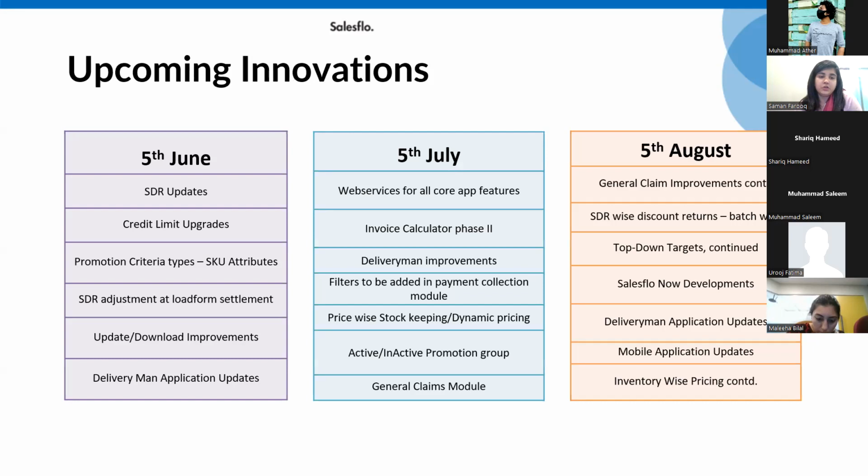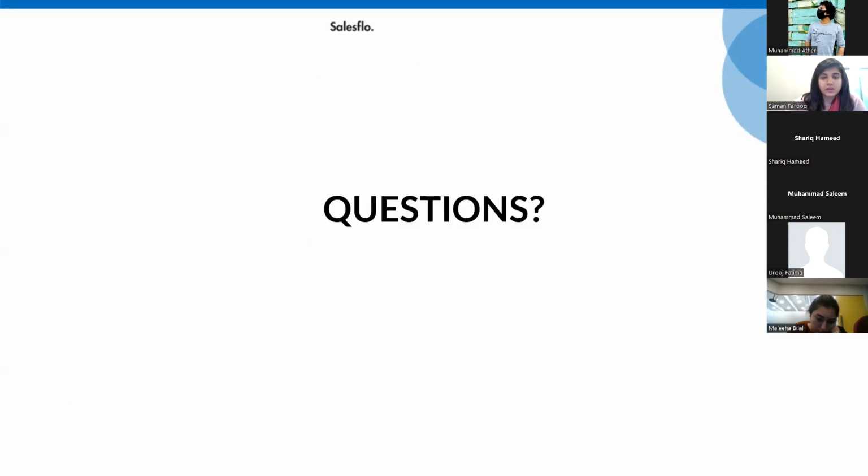So this is the 5th June plan that we're currently following, and this is how our 5th July and 5th August updates look like. The 5th August and 5th July updates are subject to change, but the 5th June timeline is something that we're working on and trying to achieve. And then in our next webinar we'll talk about what value addition we're bringing, and we'll give you a demo of these items. So that is it from our side.